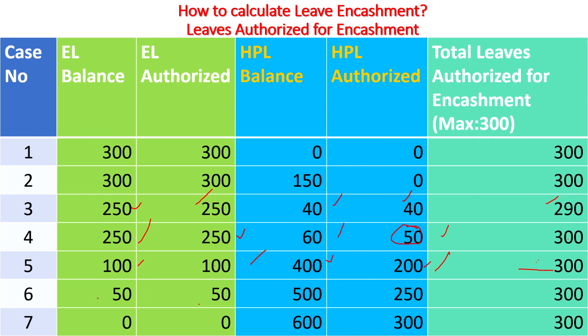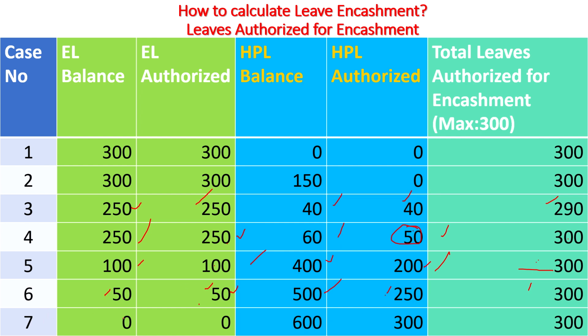The last, sixth case: suppose the EL balance at the time of retirement is 50 and the HPL balance is 500. Then 50 EL will be authorized and taken for encashment, and out of 500 HPL only 250 will be taken for authorization because 50 is already there. EL plus HPL should not exceed 300, so encashment will be for 50 EL and 250 HPL, and together it is 300.